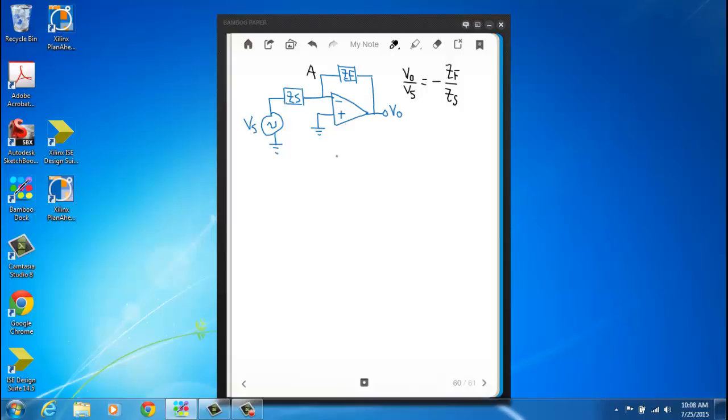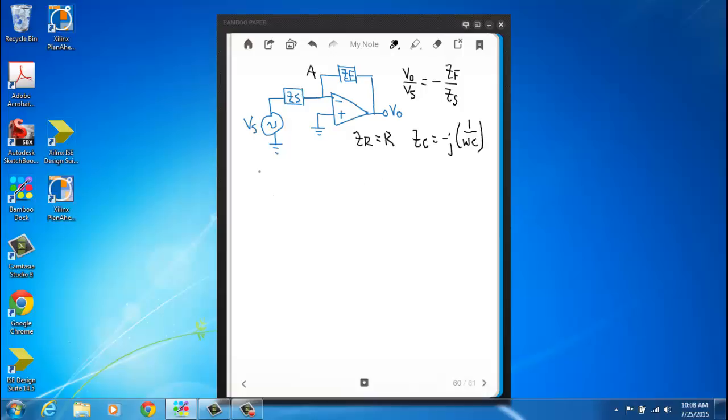But we're not done. We can now get this expression for V out over Vs in terms of resistance and capacitance by remembering from our circuit theory that the impedance of a resistor is just its resistance, and the impedance of a capacitor is minus j 1 over omega C.